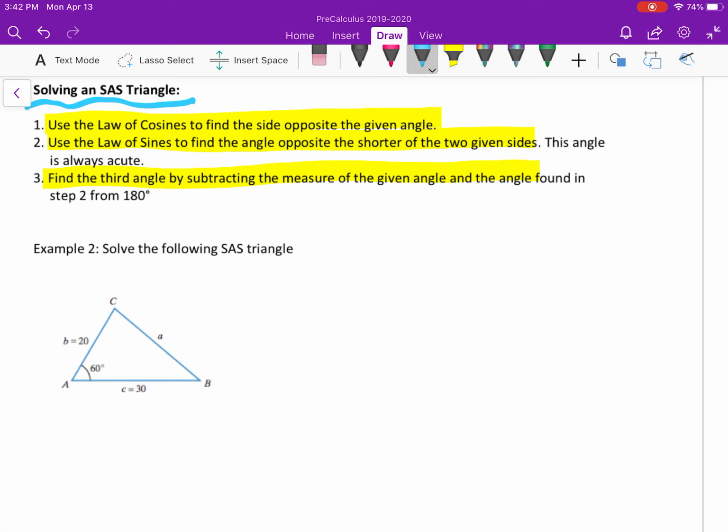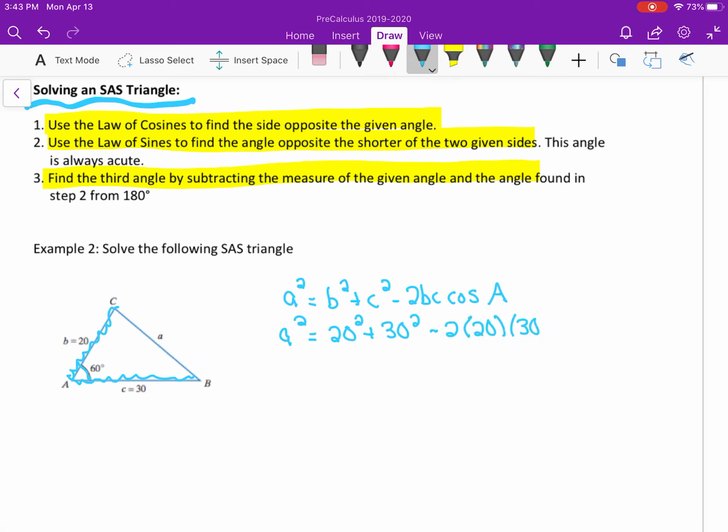All right, so we've got this triangle right here, side angle side, meaning we've got a side right here, an included angle, and another side. In this case, we are going to find the side opposite the given angle. So a squared, in this case, equals b squared plus c squared minus 2bc cosine of a. So we want a squared. We're going to put 20 squared plus 30 squared minus 2 times 20 times 30 cosine of 60.